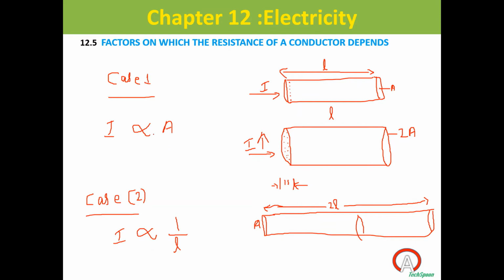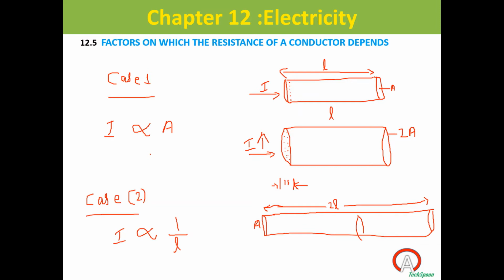Clear? Just opposite to area of cross section. So first you have to study and remember how the current varies according to the area of cross section. Then only you have to come to length. Length, how the current will vary, it will be inversely proportional. If I am increasing the area, current will increase, but when I am increasing the length of a conductor, the current will decrease.